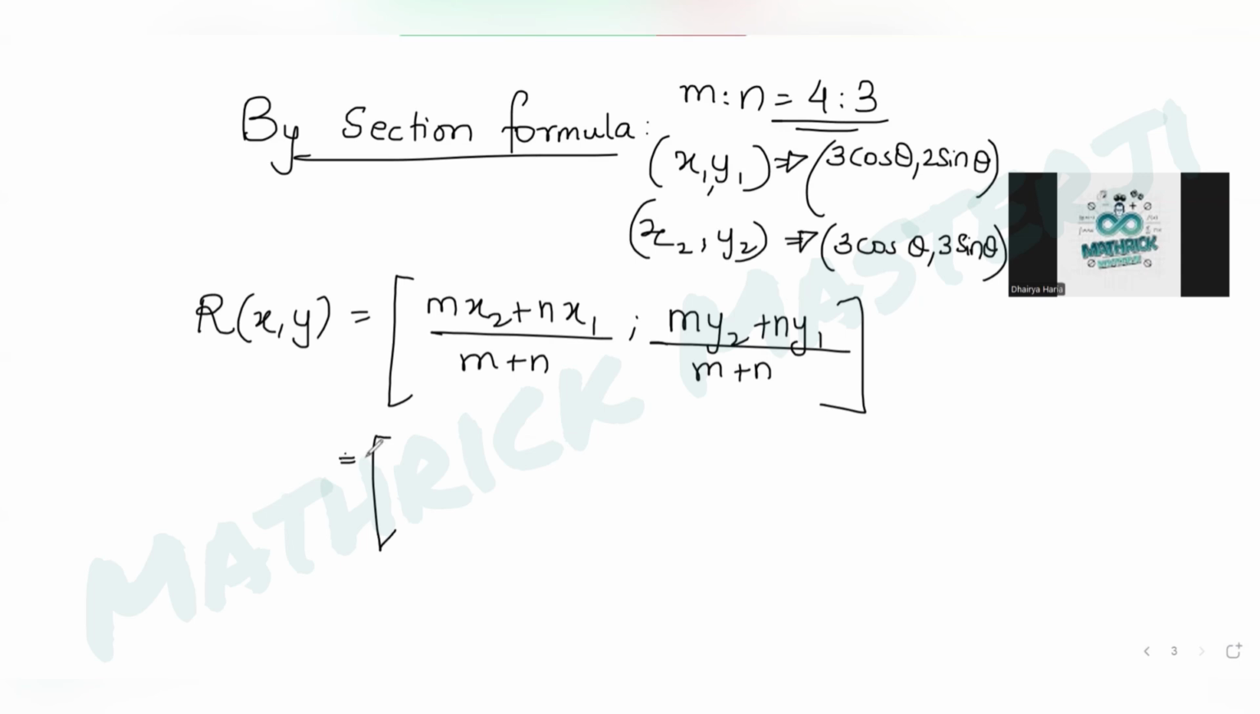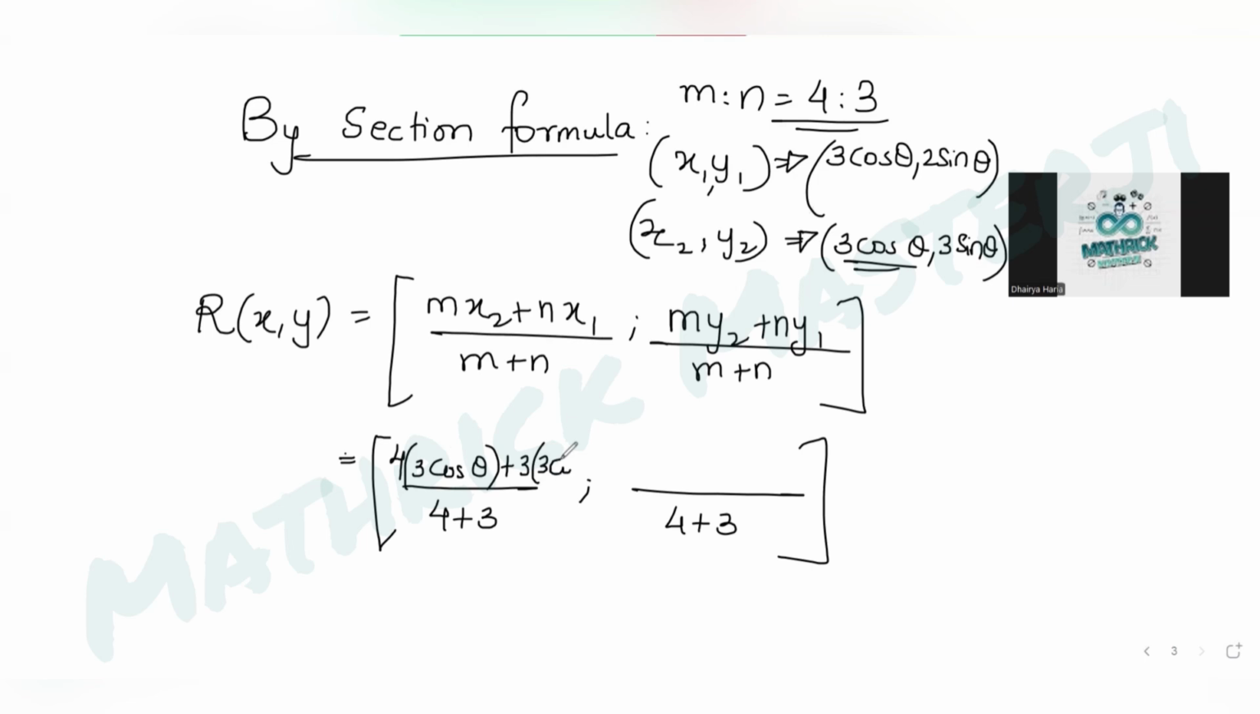So from here, I get m and n are 4 and 3. So 4 plus 3 here for the denominator in both the ends. And numerators, if I now figure out, 4 into x2 is nothing but 3 cos theta plus n, which is 3 into 3 cos theta again. So x2 and x1 are actually nothing but same only.